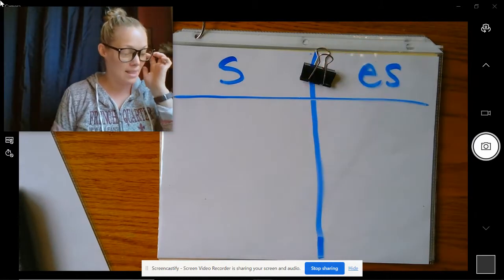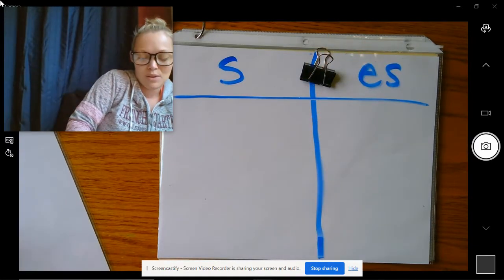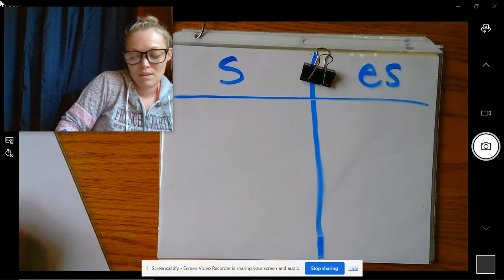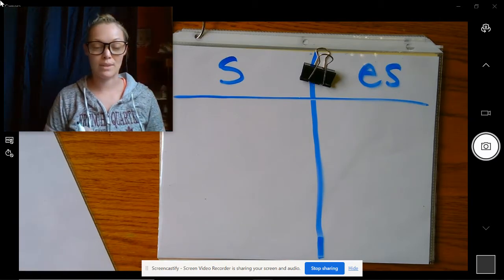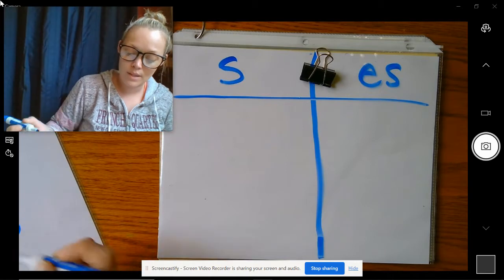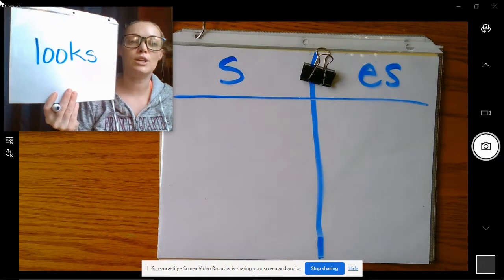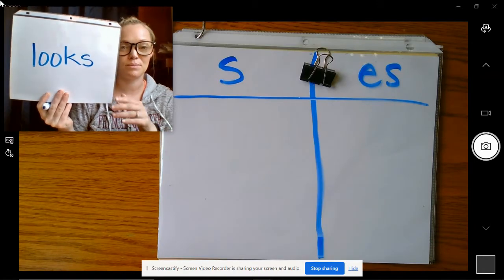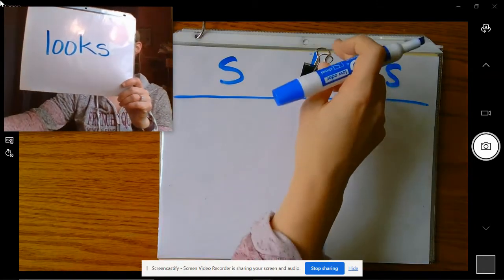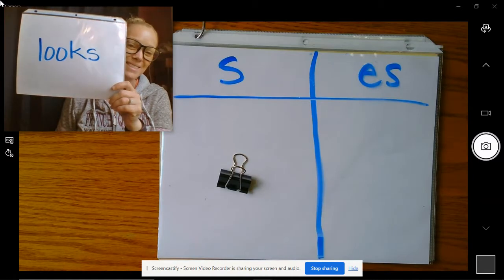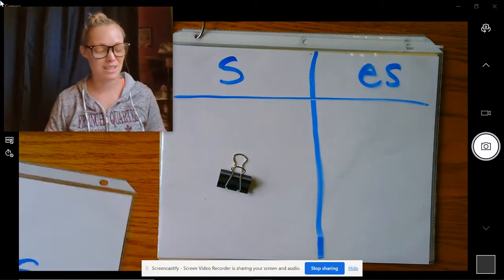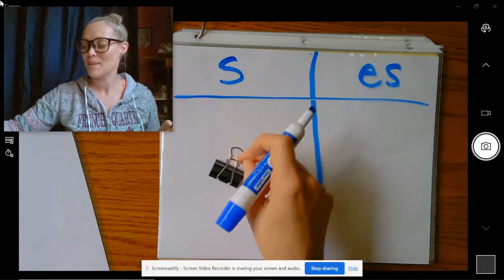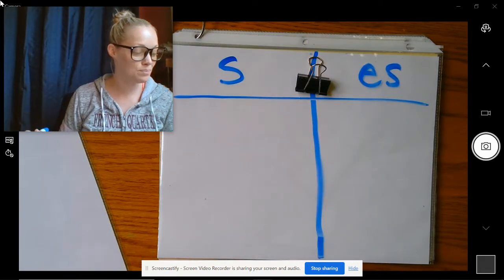Right? You might look at your homework, or if it's happening right now, she looks at her homework. Looks. There's an S at the end. It just says look. All right, move it back to the center.